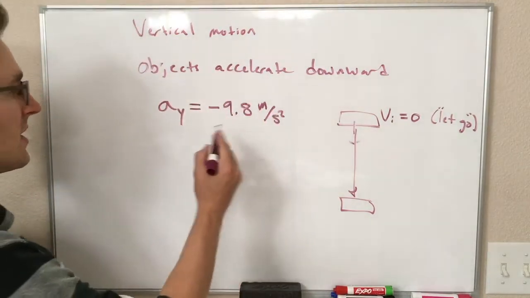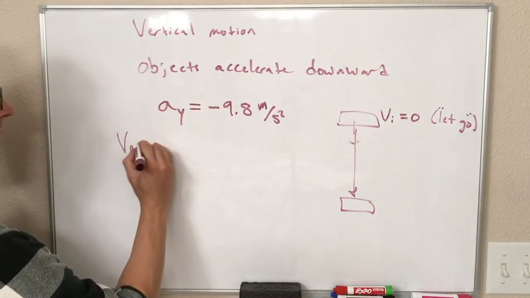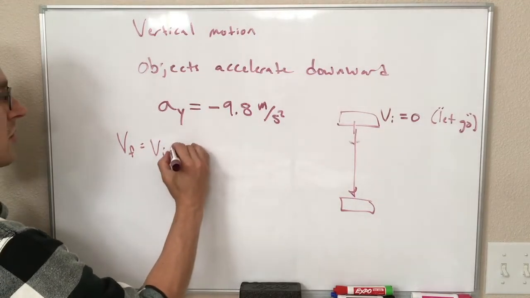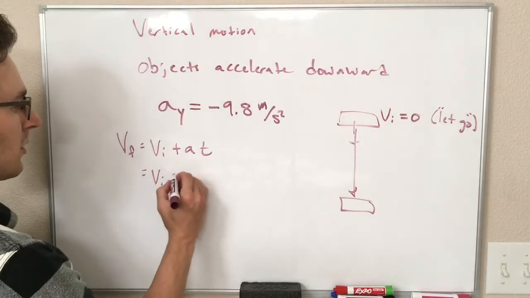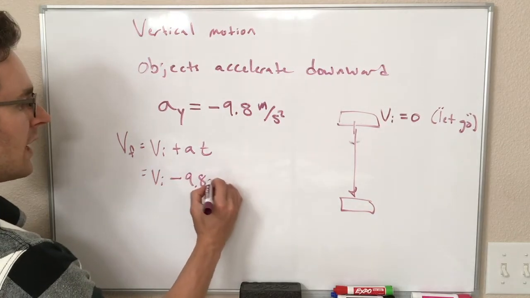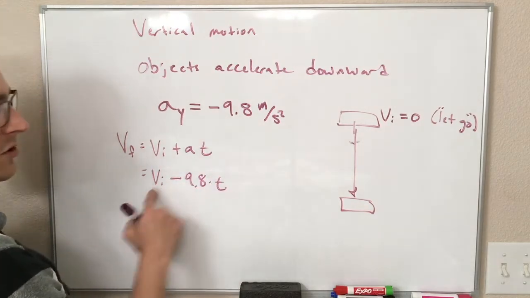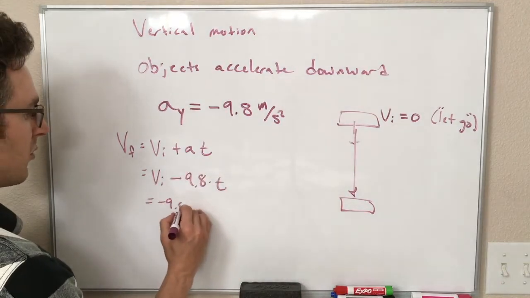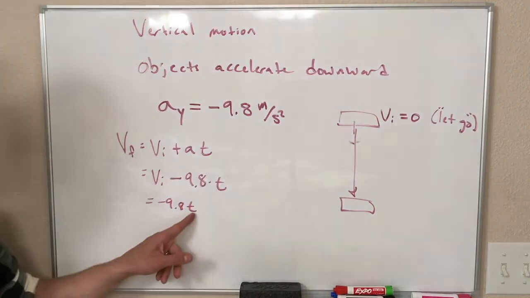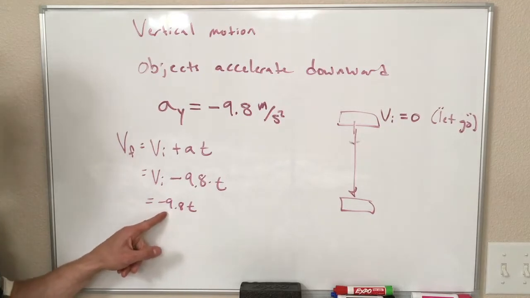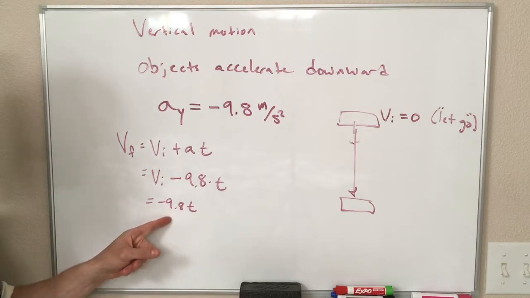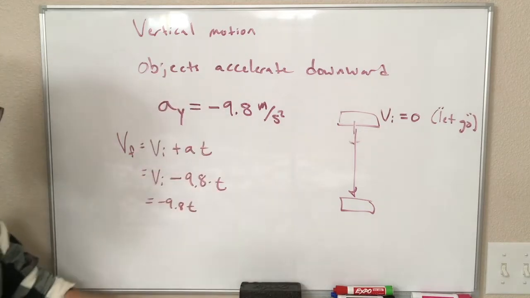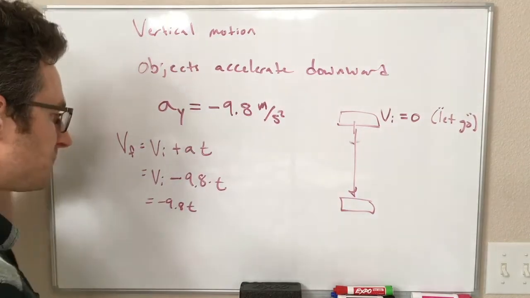Because this acceleration is negative, we know that v final is equal to v initial plus at. So this is equal to v initial minus 9.8 times t, and v initial is 0, so this is just minus 9.8 times t. So as time goes by, it looks like our velocity becomes more and more negative. After 1 second, we would have a negative velocity of 9.8 meters per second, so that's going pretty fast towards the ground.